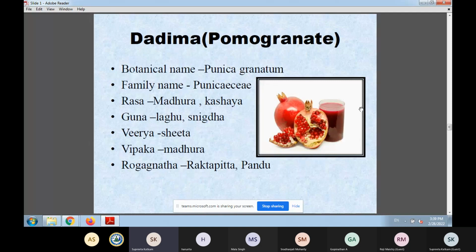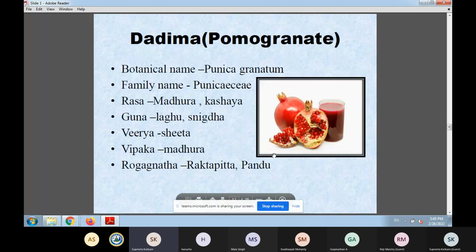Even the rinds of the fruit, this yellow part, is Kashaya Rasa. The seed is Kashaya Rasa. The pulp, or the pink part, is Madhura Rasa. Guna, it is Laghu and Snigdha. Virya, it is Shita, that is cold in potency. Vipaka is Madhura Vipaka. It is the drug of choice for Raktapitta and Pandu. Raktapitta is the bleeding disorders. All of you are aware that pomegranate juice should be given in case of anemia and excess bleeding. It's common knowledge which you all have.